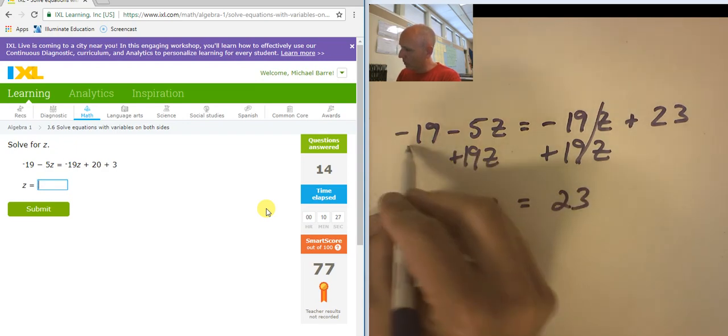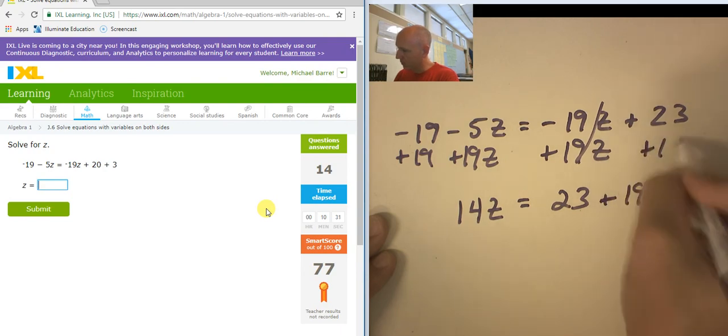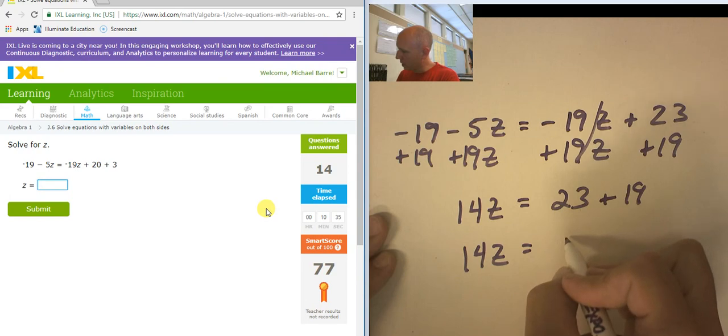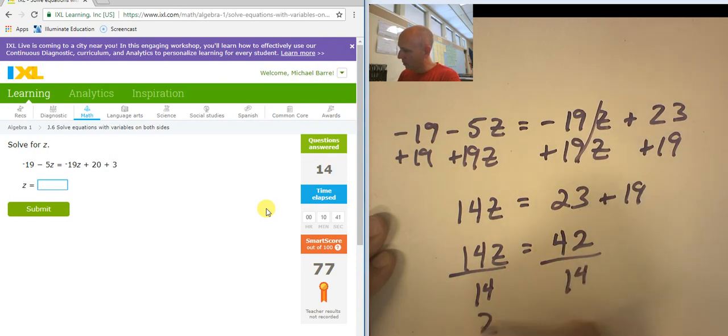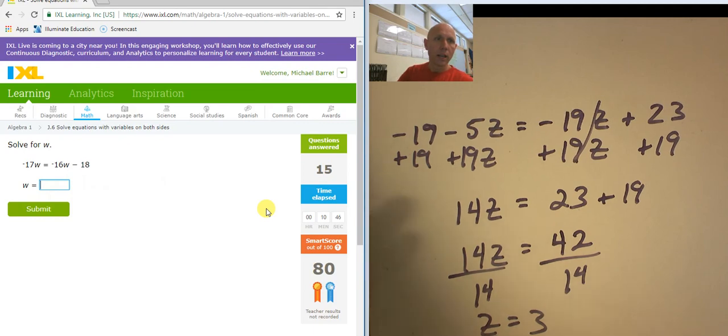And I'm going to cheat. I'm going to add 19 at the same time, plus 19 to both sides. So I have 14z equals, what's that, 42? So z equals 3. Does that put me at 80? I'm at 80. Okay.